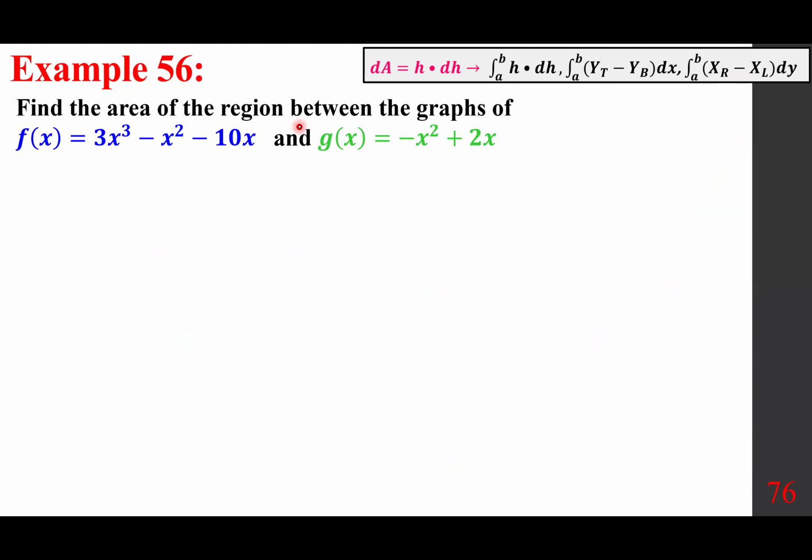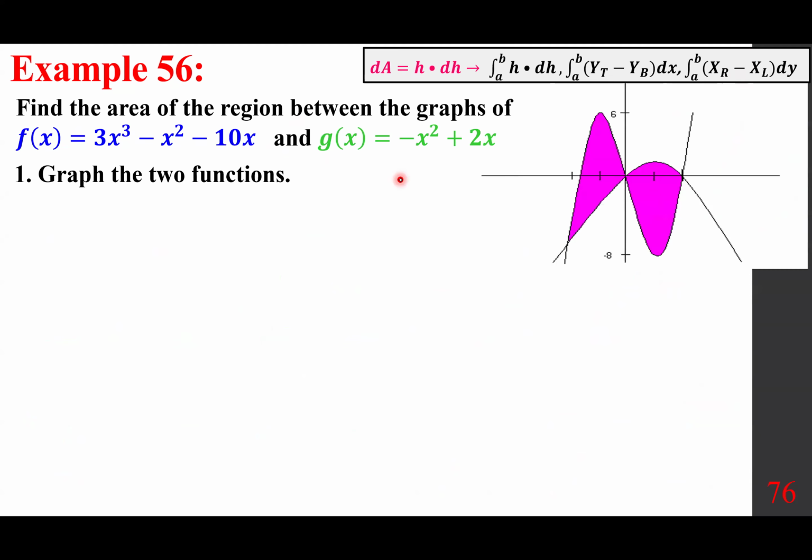The last question, find the area of the region for f of x and g of x. First and foremost, you have to graph. Now, the reason I chose this, again, is to show you that sometimes one is at top, sometimes the other one, okay? So this is the function, which is the cube function. This is the parabola, okay? So the parabola is at top for this portion, and at the bottom for this portion.